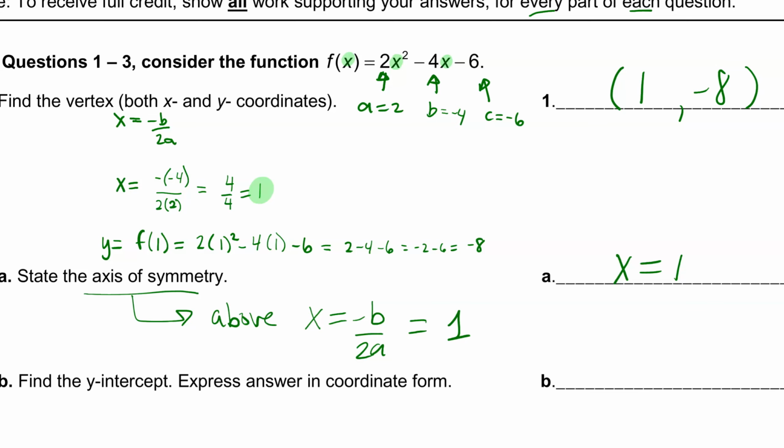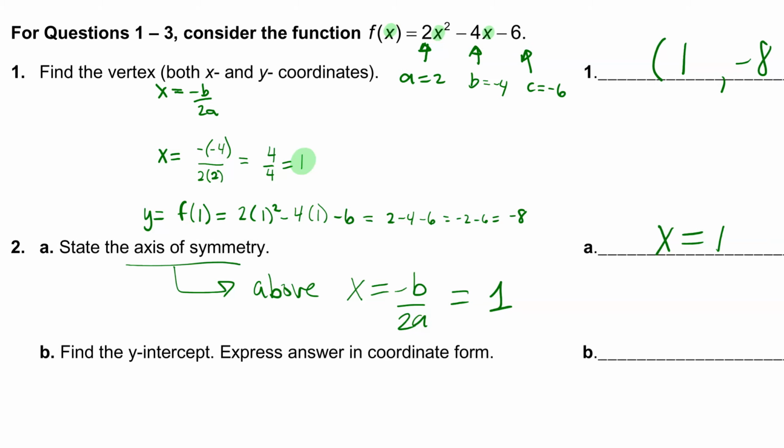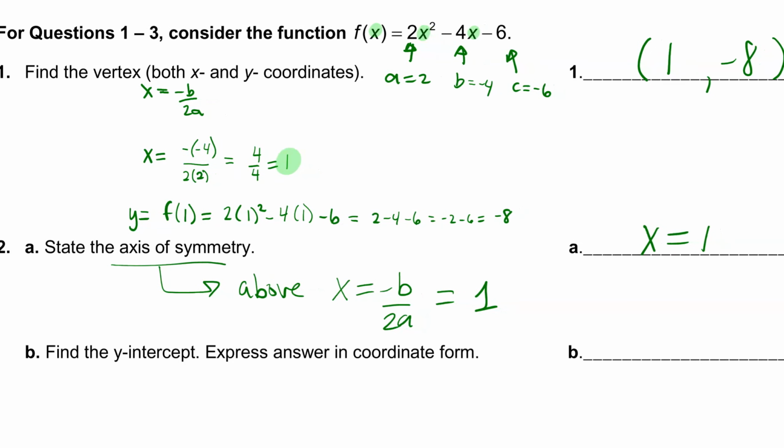Okay, find the y-intercept. So, pause. Ready? Don't say anything out loud. Think. What is the x value for a y-intercept? Turn to the person next to you. What is the x value for a y-intercept? 0. Aha! 0. Tricky trick.